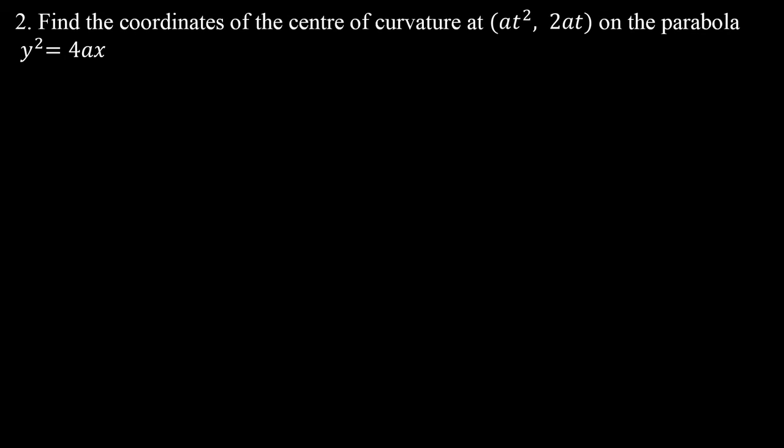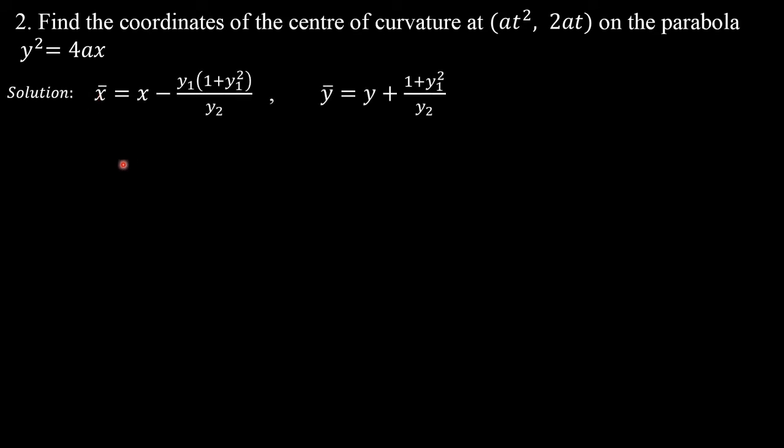Next problem. Over here again they have expected you to find the coordinates of the center of curvature at the point at², 2at on the parabola y² = 4ax. We know that the coordinates of the center of curvature at any point are given by the formula x̄ = x − y1(1 + y1²)/y2, and ȳ = y + (1 + y1²)/y2.